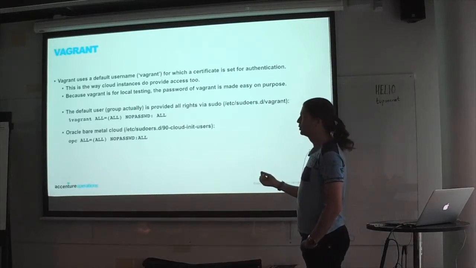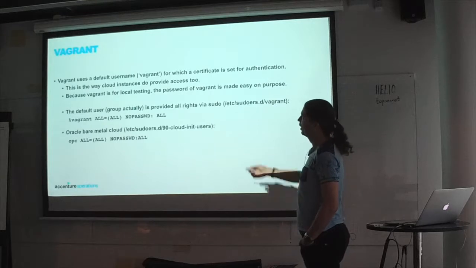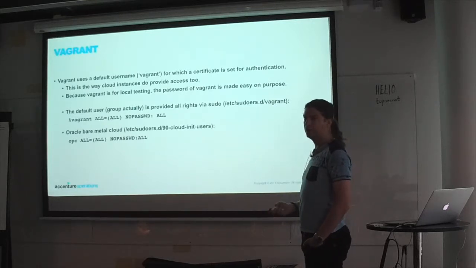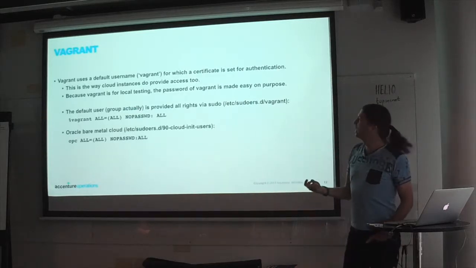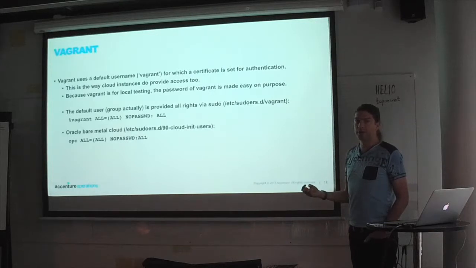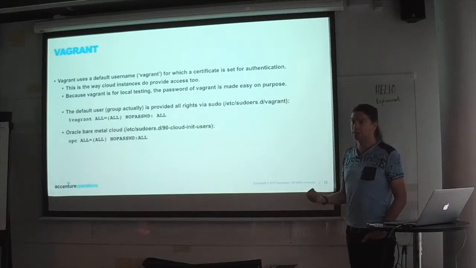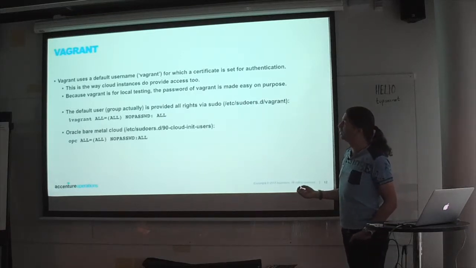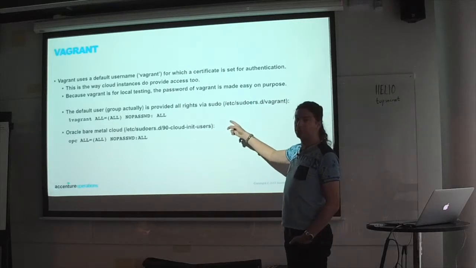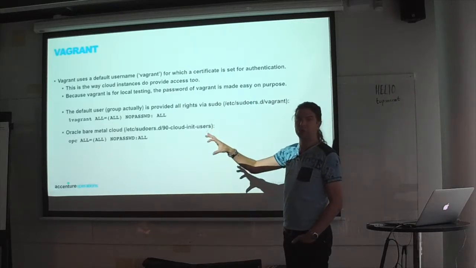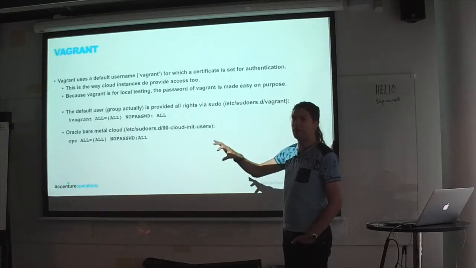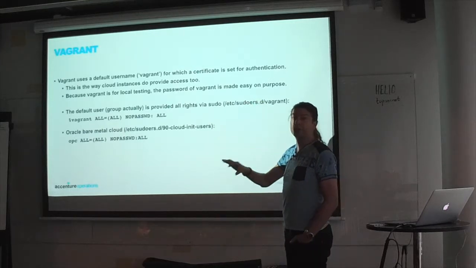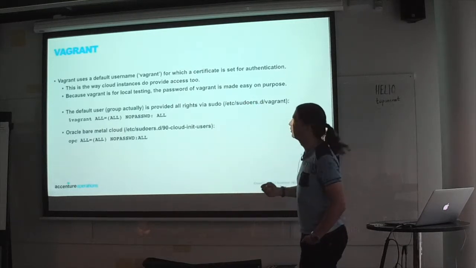If you use a box from Vagrant, it will have a default user Vagrant in the virtual machine, and it is set up for certificate-based authentication. So if you then take the default private key, you can log on using it, and you can also use a password because Vagrant is meant for local usage. In the cloud you shouldn't have a default password, obviously, because it potentially can be accessed by the entire world. And the password is Vagrant for the Vagrant user, as you might have guessed already.